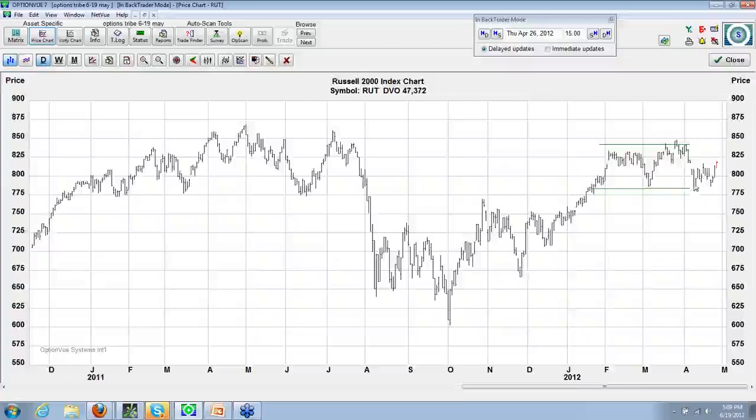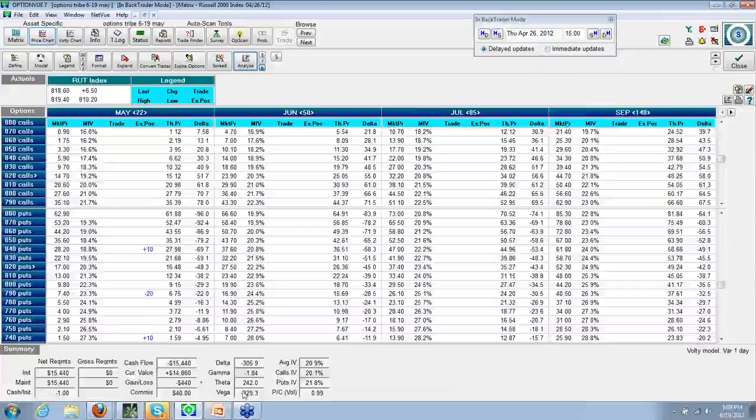And there was our breakdown to support. We got our support bounce, and we're back up here in the 800 level. The issue with our position here is our delta, our maximum delta for a position this size with 1/3 in is minus 250. We've exceeded that. So that is an issue for us.